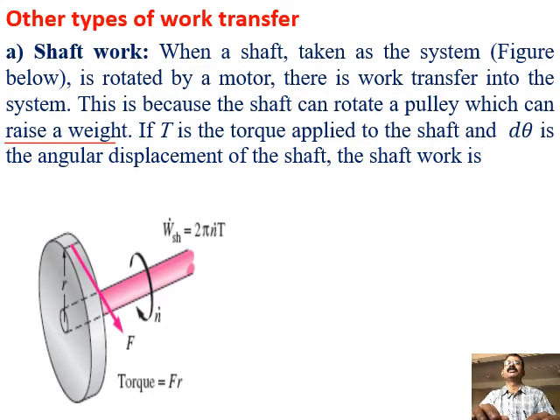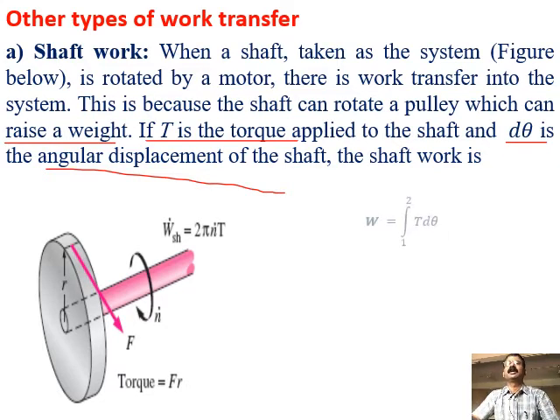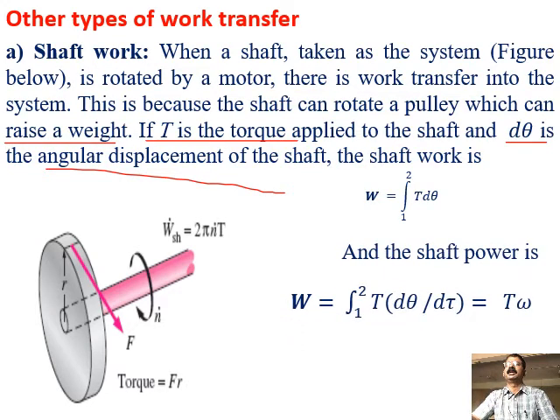So how do we find out that work transfer? If T is the torque applied and d theta is the angular displacement of the shaft, then shaft work is given by W is equal to integration from 1 to 2 of T d theta, and the shaft power is integration from 1 to 2 of d theta by d tau, which is nothing but T into omega. So this is how you have to find out the work transfer in case of the shaft work.